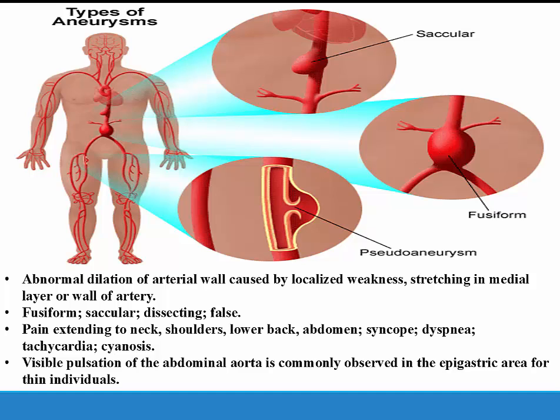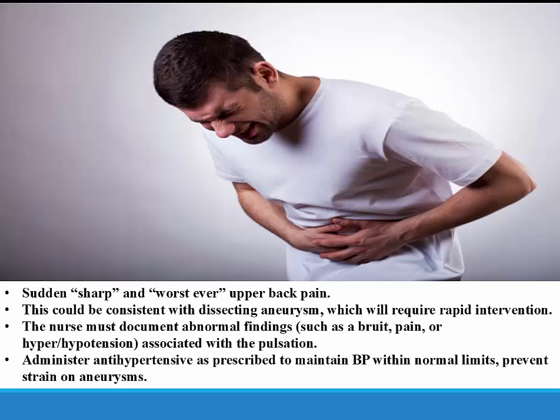Visible pulsations of the abdominal aorta are commonly observed in the epigastric area in thin individuals. This could be considered a normal occurrence in a very thin elderly person. An aneurysm could cause a sudden sharp or worst-ever upper back pain. This could be consistent with a dissecting aneurysm, which will require rapid intervention.